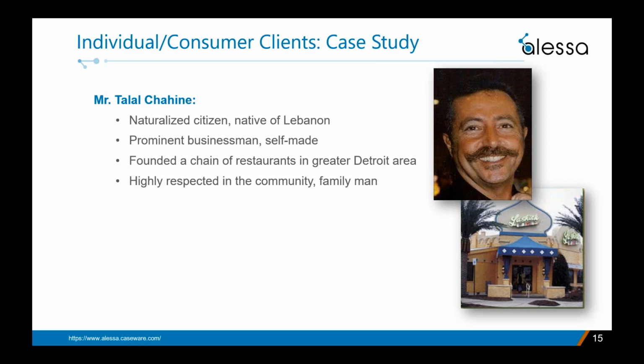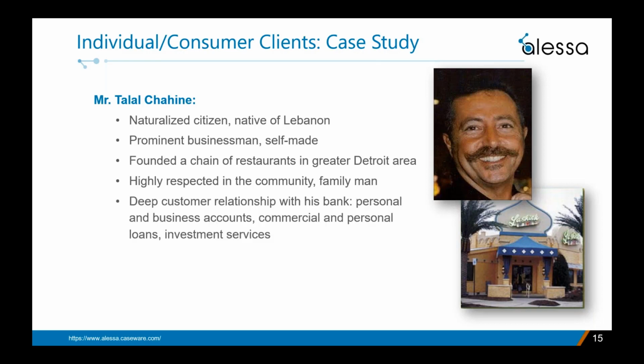He's a self-made man, prominent businessman in the greater Detroit area who founded a successful restaurant and even turned it into a franchise. He's highly regarded in the community and represents himself as an honest businessman with deep family values. And what a great smile. Now, let's say he's a client of your bank. He has several personal as well as business bank accounts, along with a commercial line of credit for his business and a mortgage on his home. He also uses your bank's investment services.